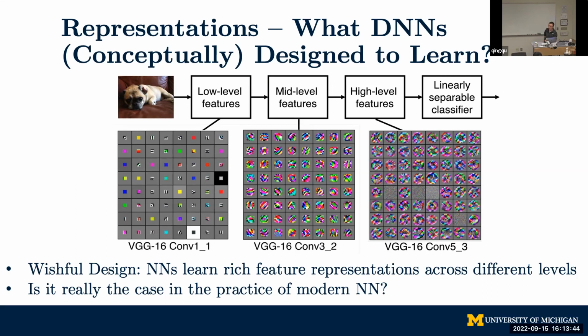In this talk, our answer is kind of negative. What we show is that the deep network in the last layers is just fitting the labels rather than learning meaningful representations of our data. We call this phenomenon the neural collapse phenomenon.